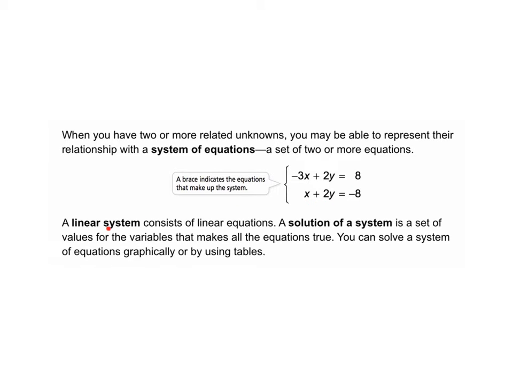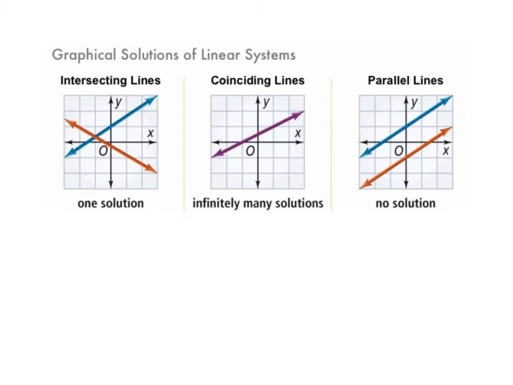So this is called a linear system because both of these equations will eventually be written in slope-intercept form and be straight lines on a graph. We're trying to find the solution of a system, which is the set of values for the variables that makes all the equations true. You can solve a system of equations graphically or by using tables. We're going to focus strictly on graphing. I think tables are sometimes a little bit more difficult. So when we talk about linear systems, as soon as we hear the word linear, you're thinking straight line. And a system is basically two.